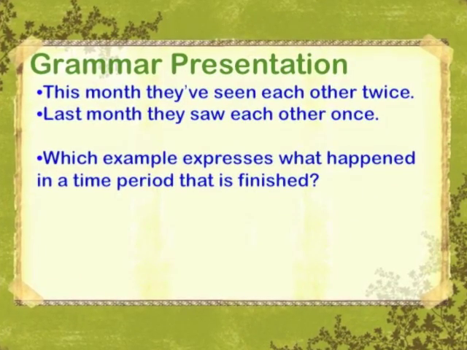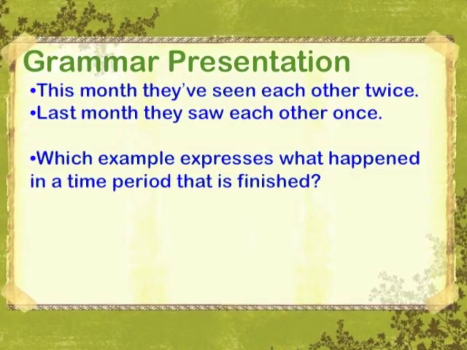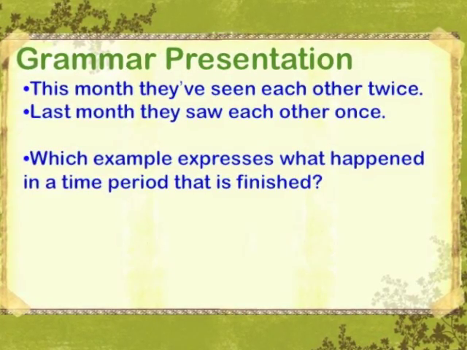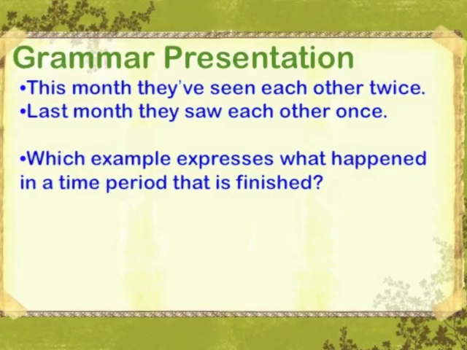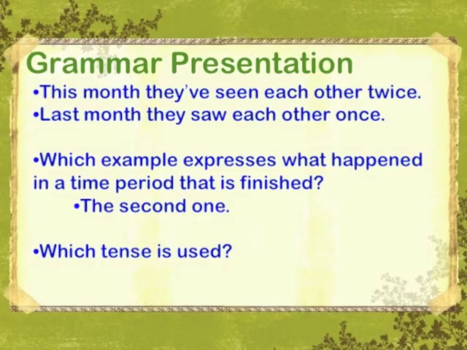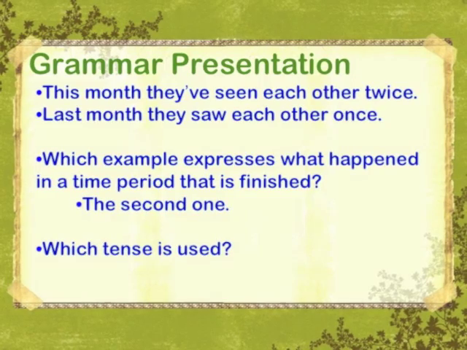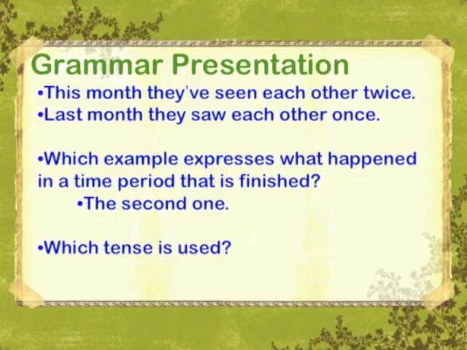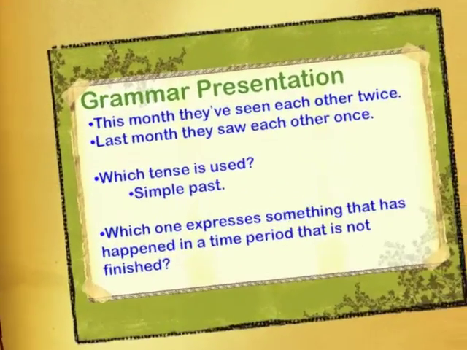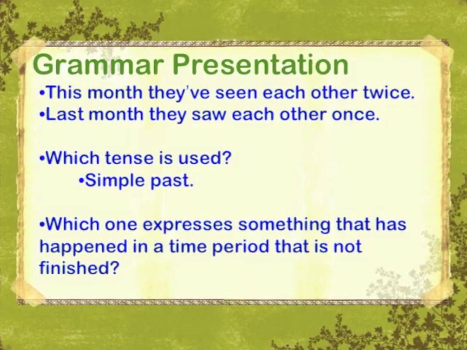Let's look at another couple of examples. This month, they've seen each other twice. Last month, they saw each other once. Which example expresses what happened in a time period that is finished? Go ahead and pause and figure it out. The second example shows that, right? It says last month. Last month is finished. Which tense is used in that sentence? Last month they saw each other once. We use the simple past, right?